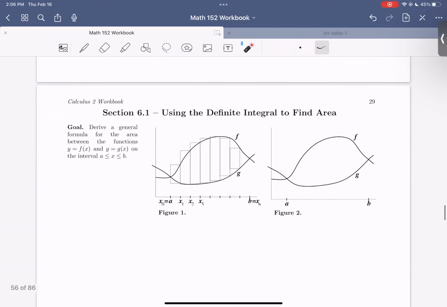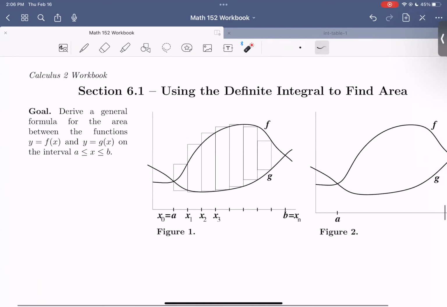In this example, we want to derive a general formula for the area between two functions, where we're calling them y equals f of x and y equals g of x, on the interval from a to b. So if we see our picture here, what is going on? We have a function f up here, g down here, and we want to compute this area in between the two curves.